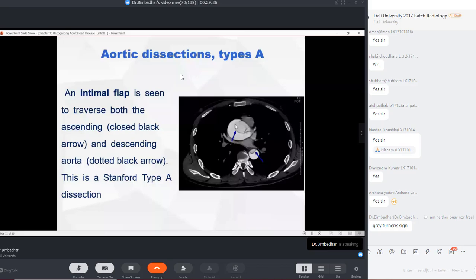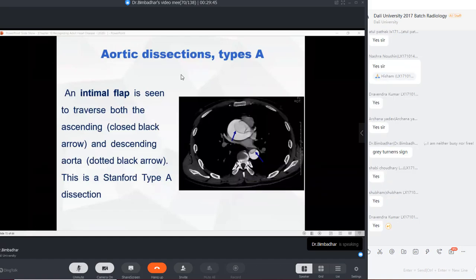There is a separate line in between, in the lumen of the blood vessel. So this one is a Stanford type A dissection. Okay, did you see it? Is this clear? It's a very simple diagnosis, not so difficult at all.